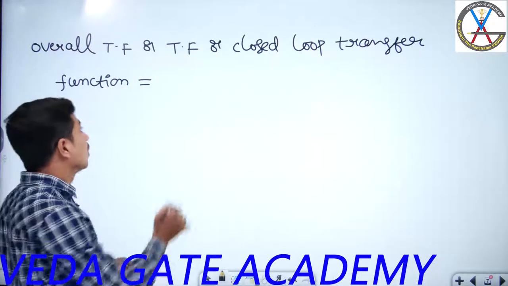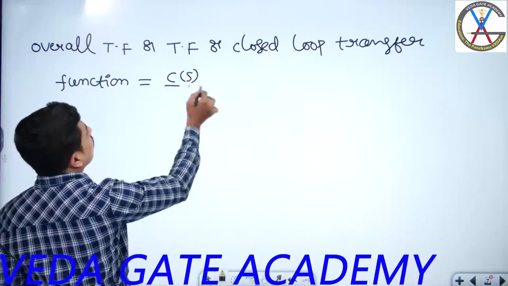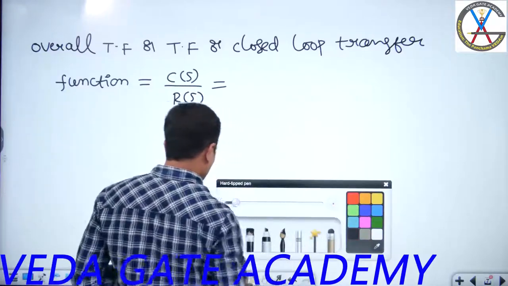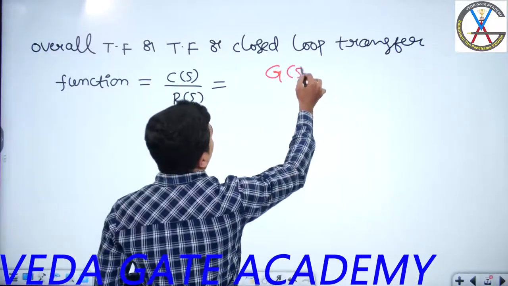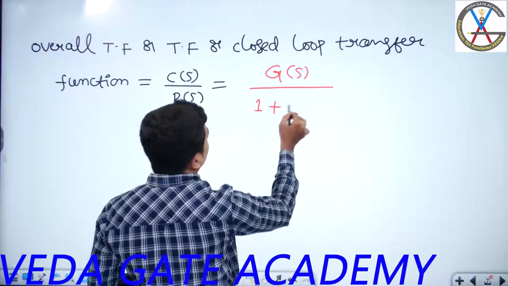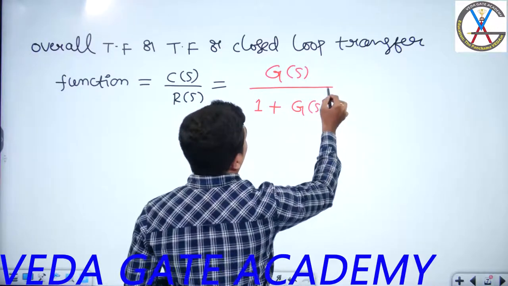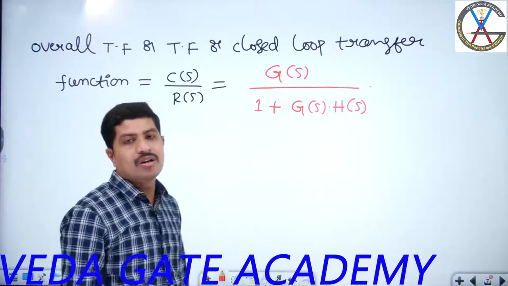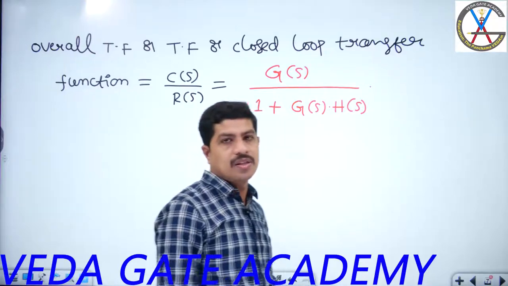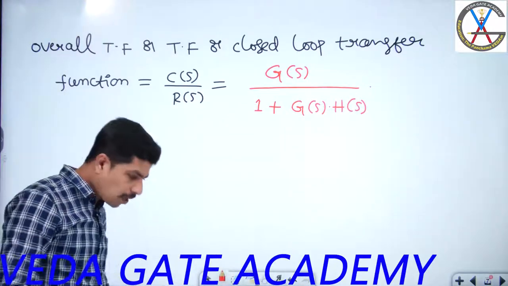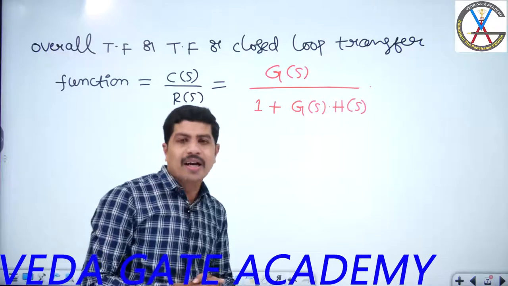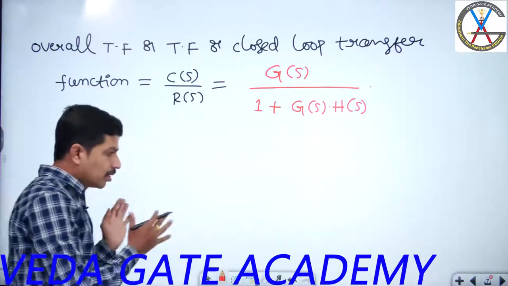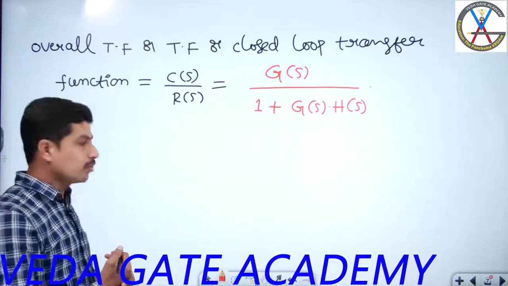Closed loop transfer function is equal to C of s by R of s, which is what we got: G of s by 1 plus G of s into H of s. Observe it carefully. Previously I told you, first let me represent this one, then we go back there.